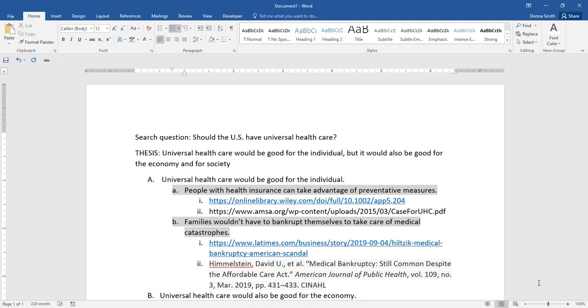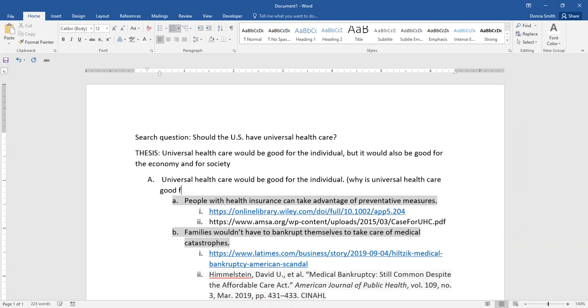What's another reason why universal health care would be good for the individual? Well, families wouldn't have to bankrupt themselves to take care of medical catastrophes. That seems pretty obvious. So I've got a topic sentence, and then I have 2 generalizations that answer the implied question of why is universal health care good for the individual?